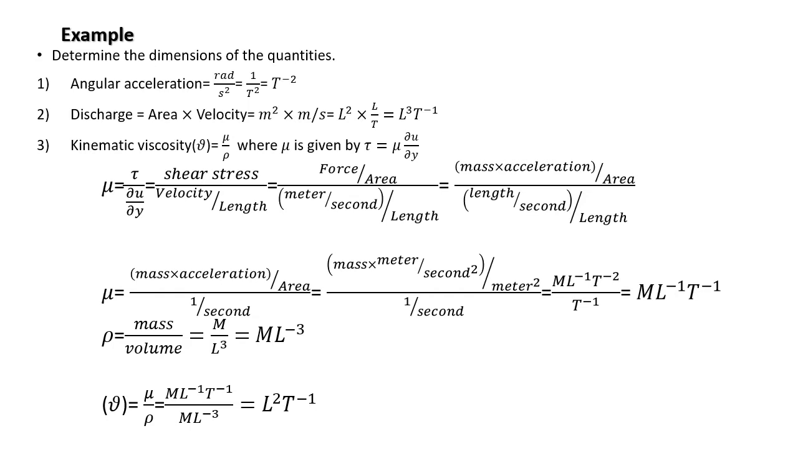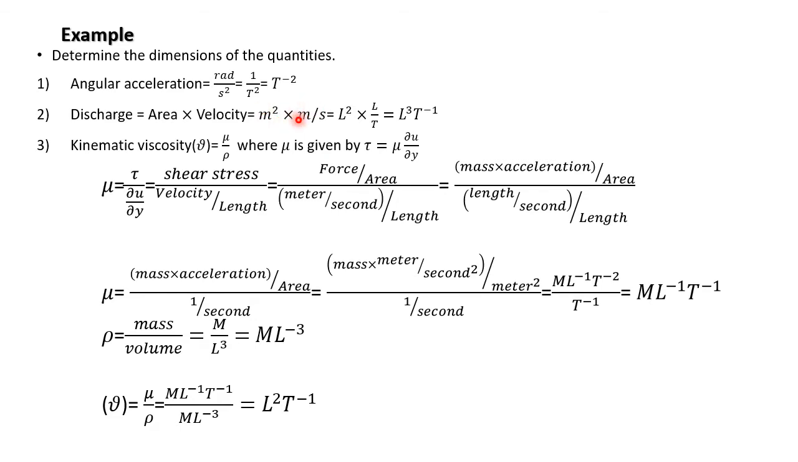In a similar way, the unit of discharge is meter cube per second. What is the formula? Discharge is area into velocity. So what is the unit of area? It is meter square. And what is the unit of velocity? It is meters per second. So when I combine, I get meter cube per second.